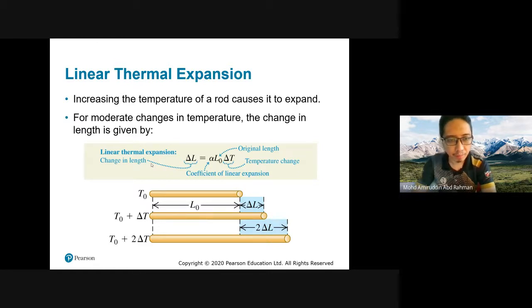So you look at the rod there. We have initial temperature T naught, and then T naught plus delta T. Then you have the expansion of delta L, and if the temperature change is 2 times delta T, then you will have an expansion of 2 delta L.